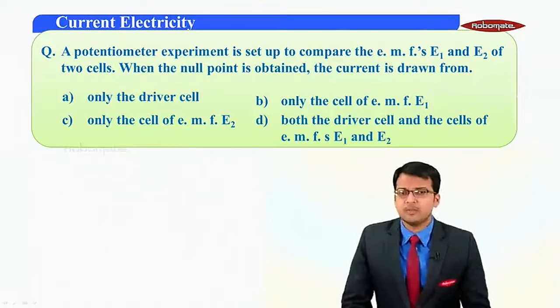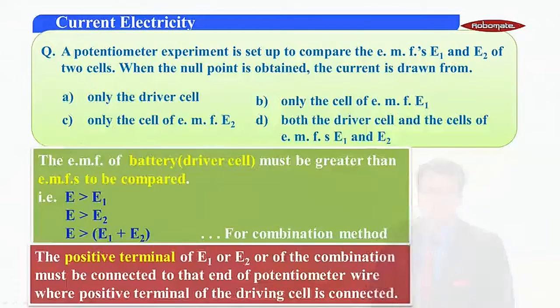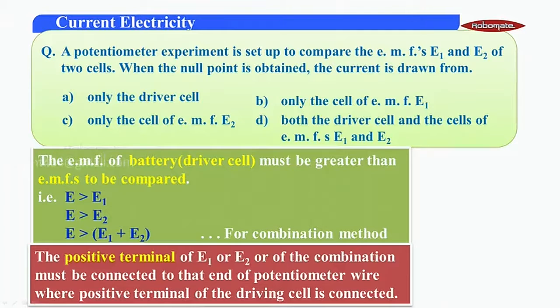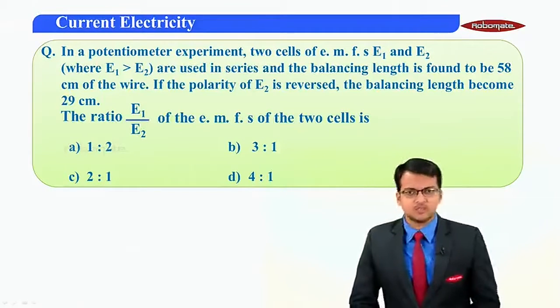If you remember this module when we were discussing, we have studied a very important point that the EMF of the battery must be greater than the EMF being compared, implying E is greater than E1, E2 as well as E1 plus E2. That implies that when the cells are balanced, the current will be drawn only from the driver cell. Moving ahead with the last question of this module.